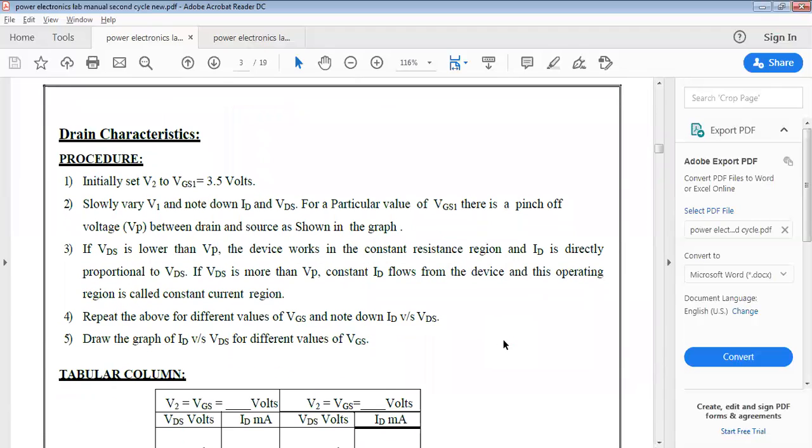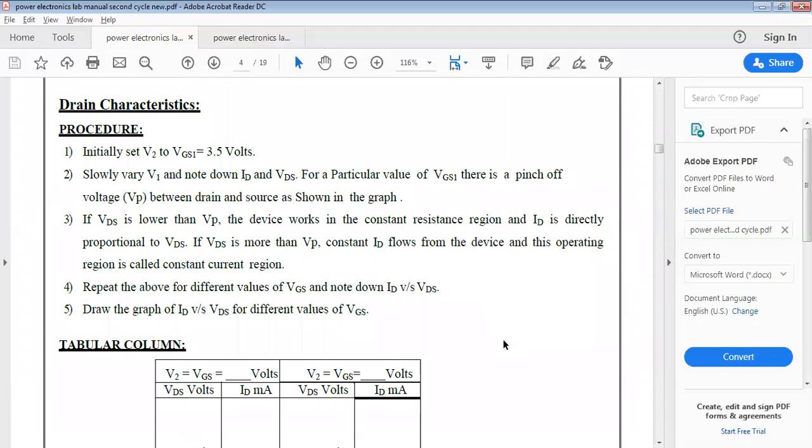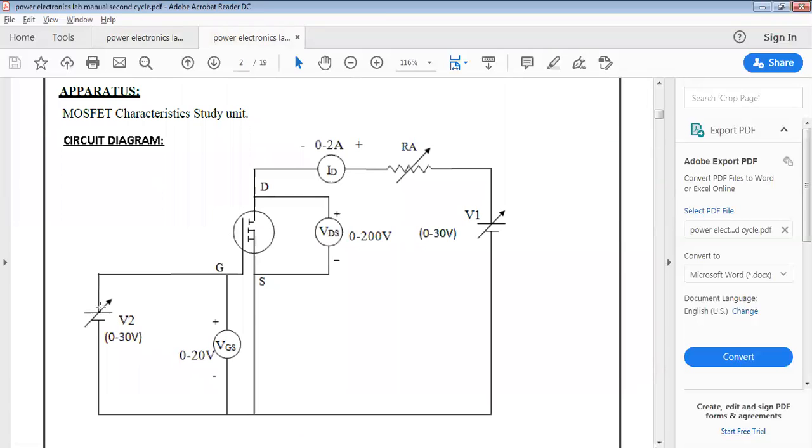Similarly, we can conduct the drain characteristics, also called the output characteristics. For that, initially we need to set V2 equal to VGS1, that is 3.5. So for this experiment, we need to fix this voltage equal to the threshold voltage or maybe a little bit more than the threshold voltage. And then we need to concentrate only on this power circuit. I can say that this is the power circuit where the main voltage source is there, the load is there, and it is connected to the drain and source back to the source. It's called the power circuit, and we are going to control the current through that power circuit by applying the firing angle, or you can say by applying the gate pulse between gate to source.